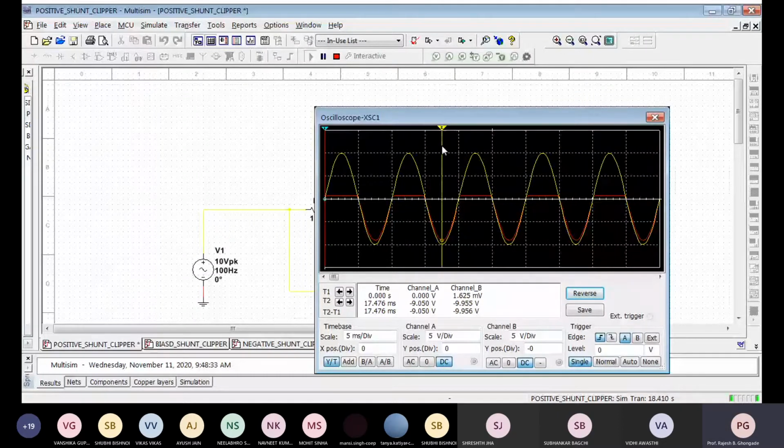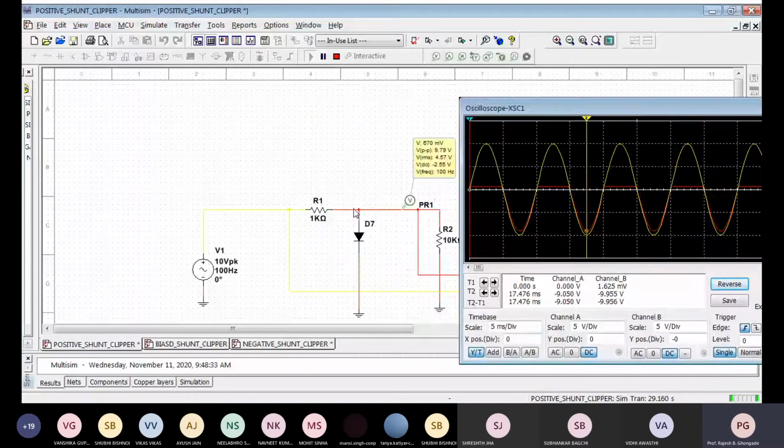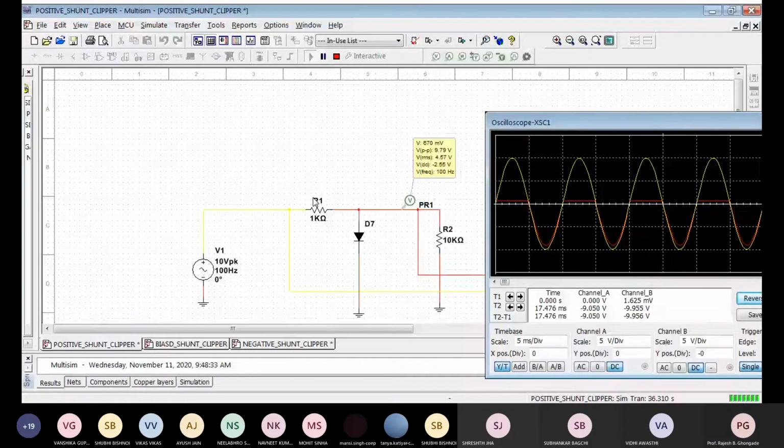Now the output is what? Its negative peak was minus 10 volts. So here it is supposed to be less than minus 10 volts by minus 0.7 volts. At the same time, there is going to be a drop across this resistor also, so that together I'm getting about minus 9 volts. So about 1 volt is dropped across this diode as well as this resistor.